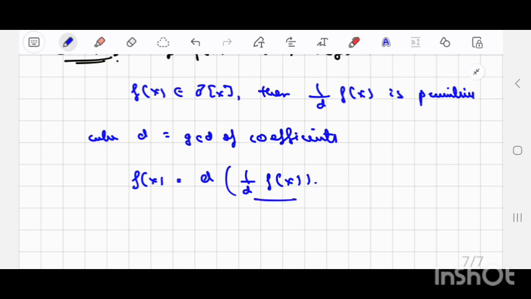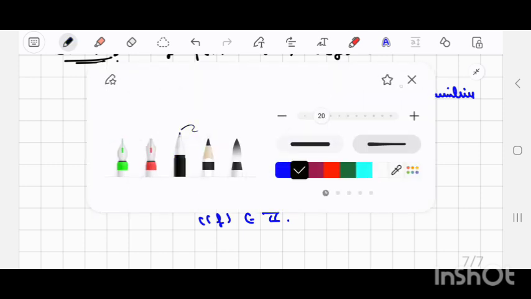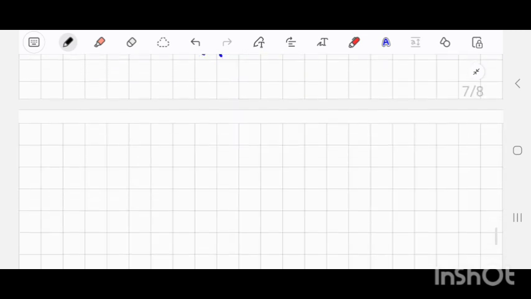This is primitive, and so this must be the content of f, but this is obviously an integer because we are considering the GCD of all the coefficients. The coefficients are all integers, so this must be in Z. What do I conclude? That if you have a polynomial over Z, then the content is actually an integer itself. Now a more general definition of content, given how we have calculated the content.